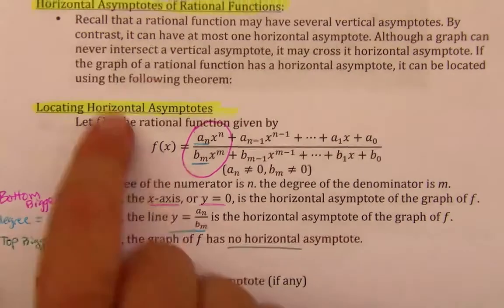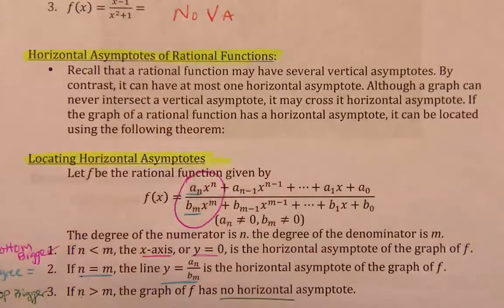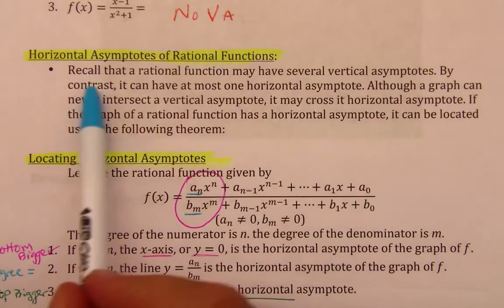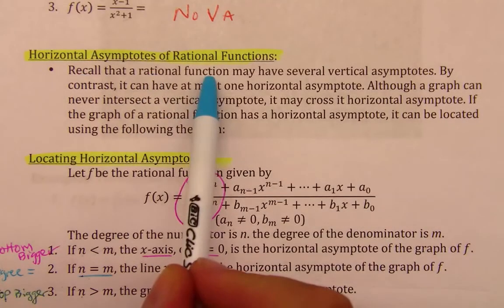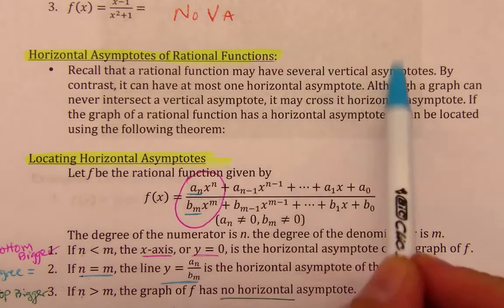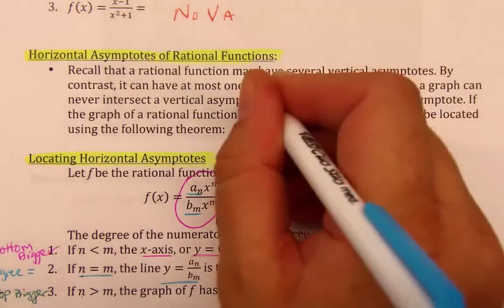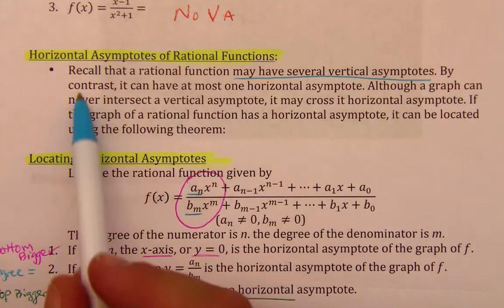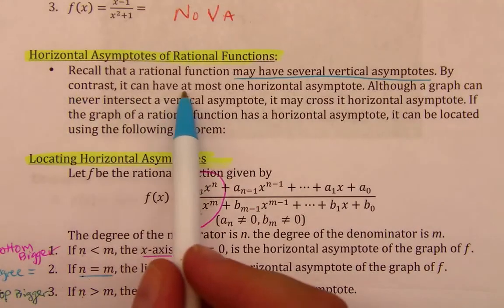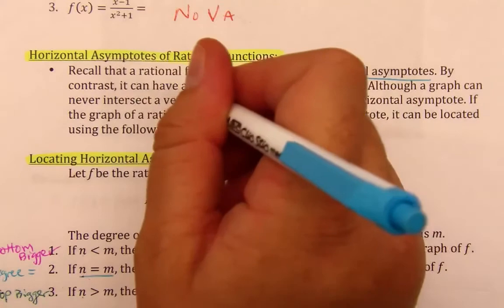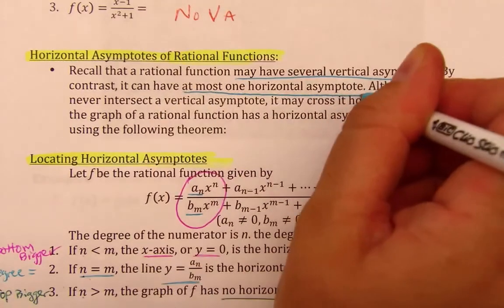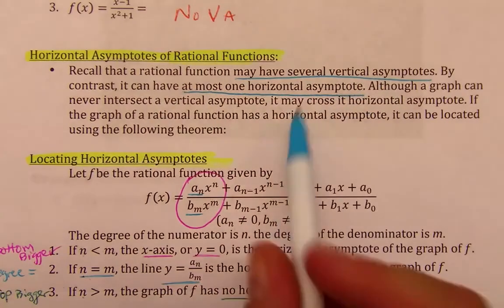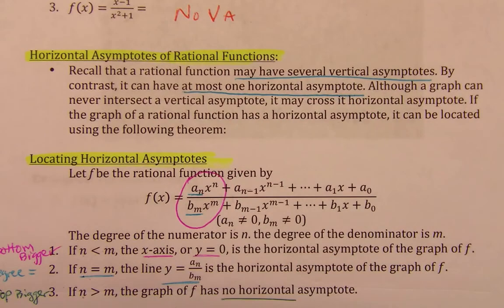Okay? Now let's go back to this paragraph up here. Let's talk about this for a second. It says, recall that a rational function may have several vertical asymptotes. So we can have several vertical asymptotes. By contrast, it can have at most one horizontal asymptote. So either 0 or 1. There's no more than one horizontal asymptote.